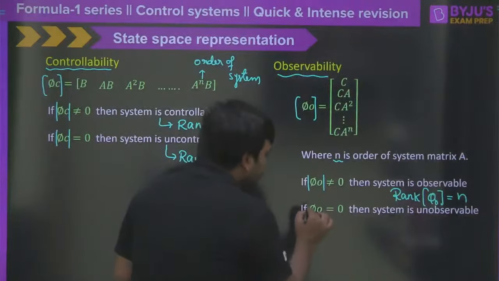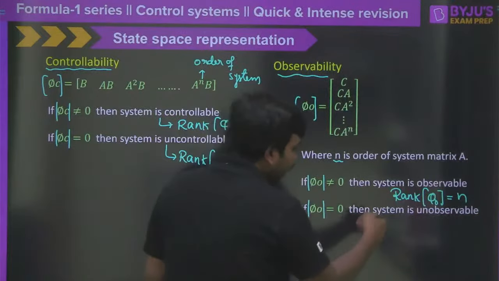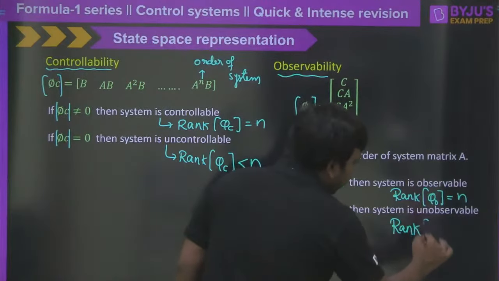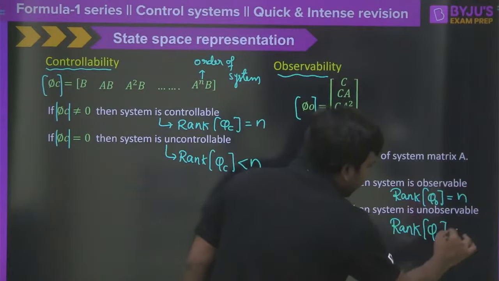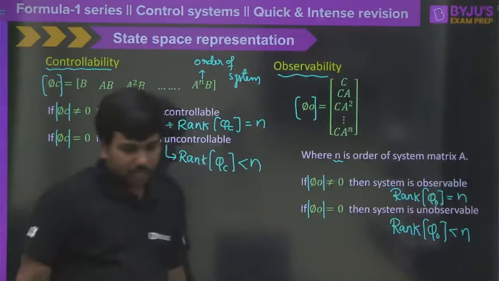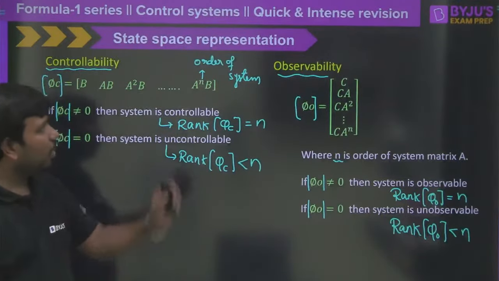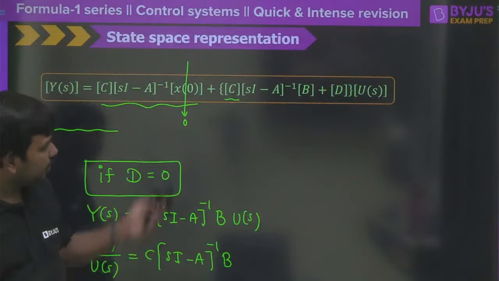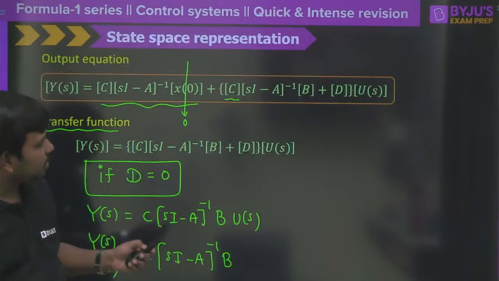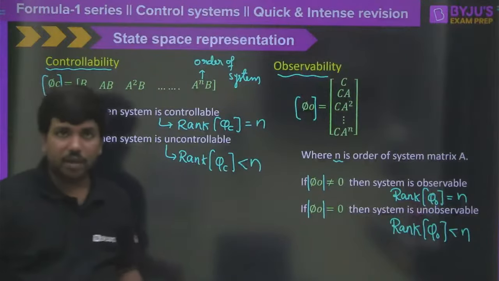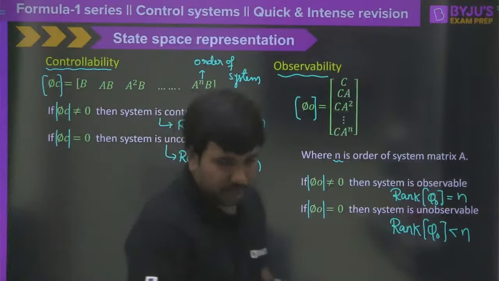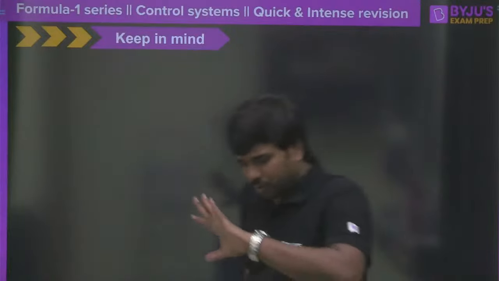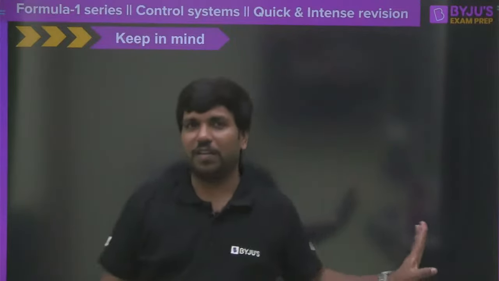In case the determinant is equal to 0, it inherently means that the system is unobservable, as the rank of this matrix is going to be less than the order of the system. Clear? Order of the system. So that is all about controllability and observability. As I said, apart from these two, the transfer function as well as the state equation are the important results as well as important conclusions in the state space analysis. I hope I have done almost everything which is there in the control system.